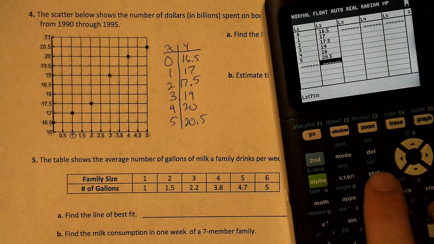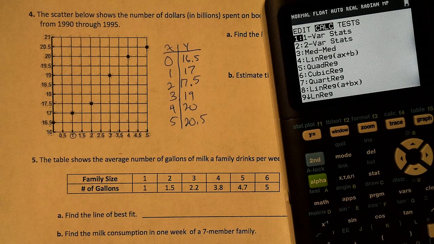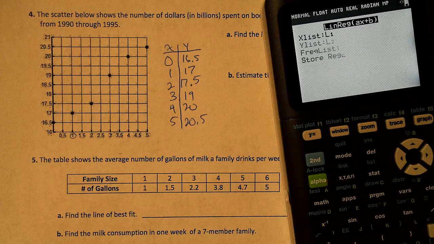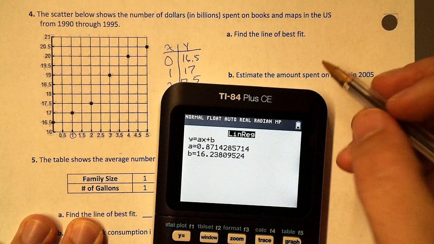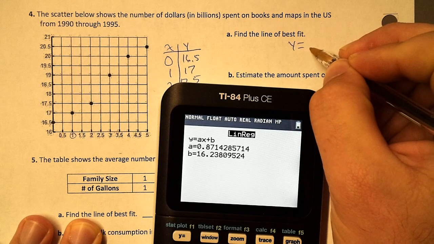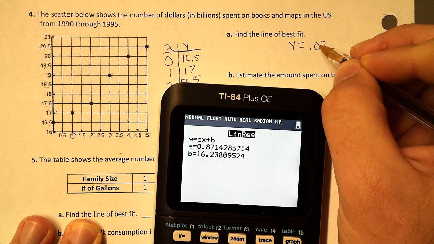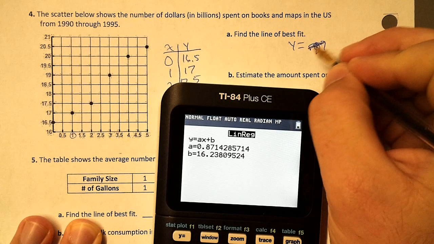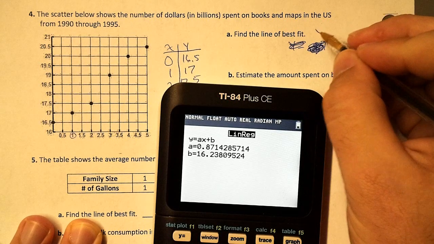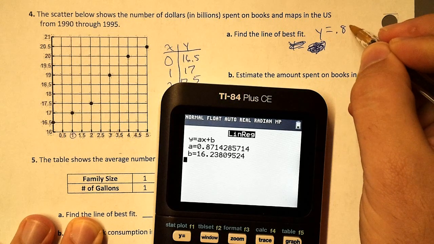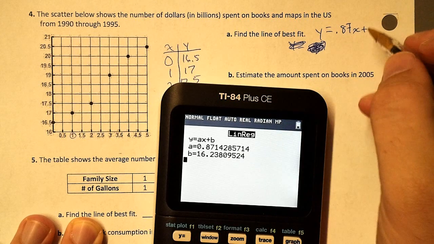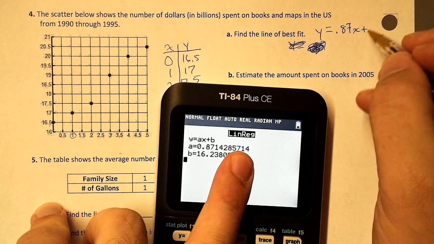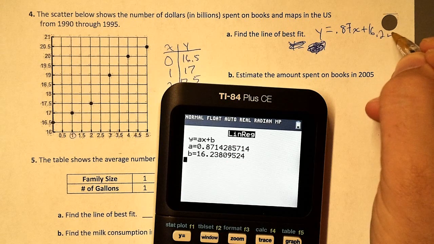We have our L1s and our L2s, stat, calc, linear regression, and then go down to calculate. Boom. We get linear regression of y equals 0.07, or sorry, 0.87, I'll rewrite it. Y equals 0.87x plus 16.2, and that 8 makes it go to a 4. 16.24.